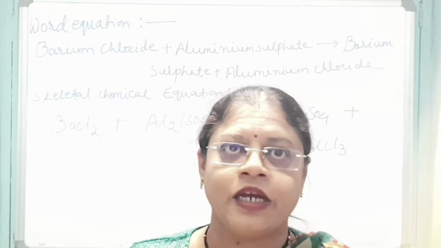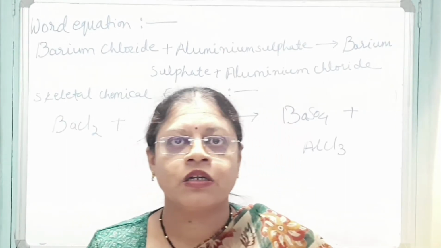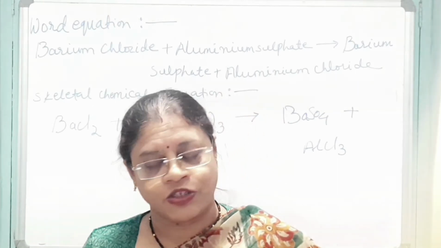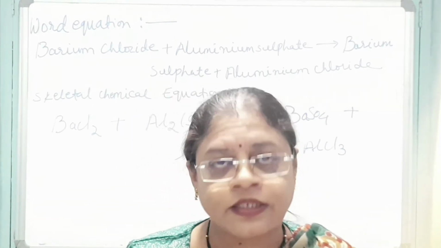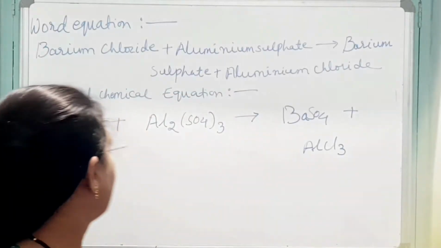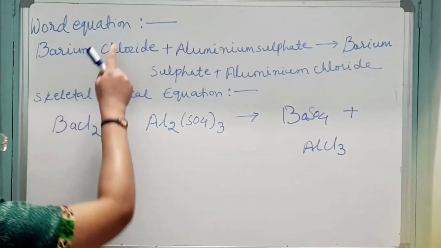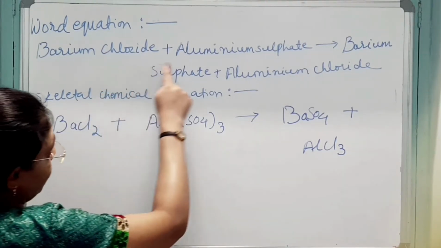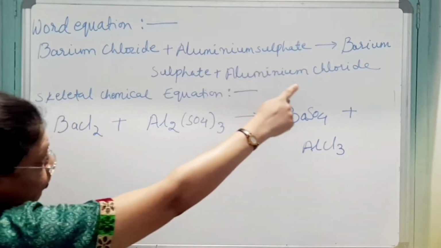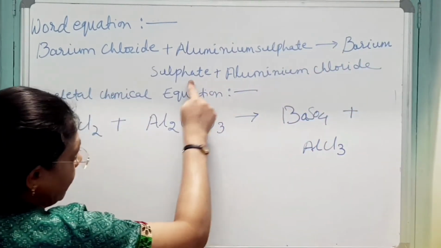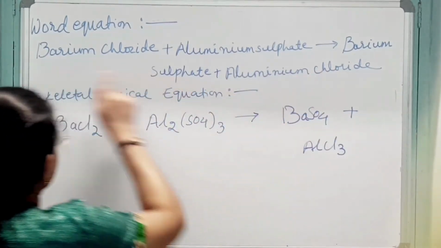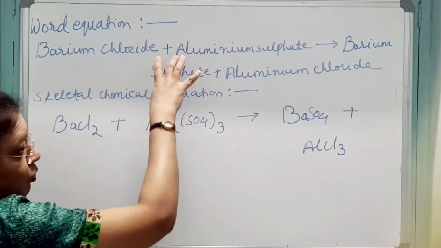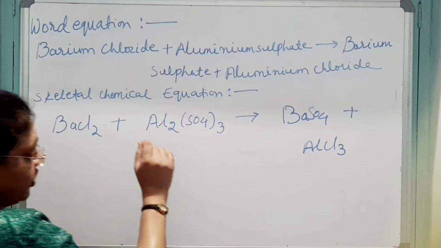Welcome to Biomania. In today's video, we will learn to convert a word equation into a balanced chemical equation. Okay, so let's get started. As you can see, I have written one word equation: barium chloride plus aluminium sulfate gives rise to barium sulfate plus aluminium chloride. This is a word equation. We will convert this word equation into a balanced chemical equation.